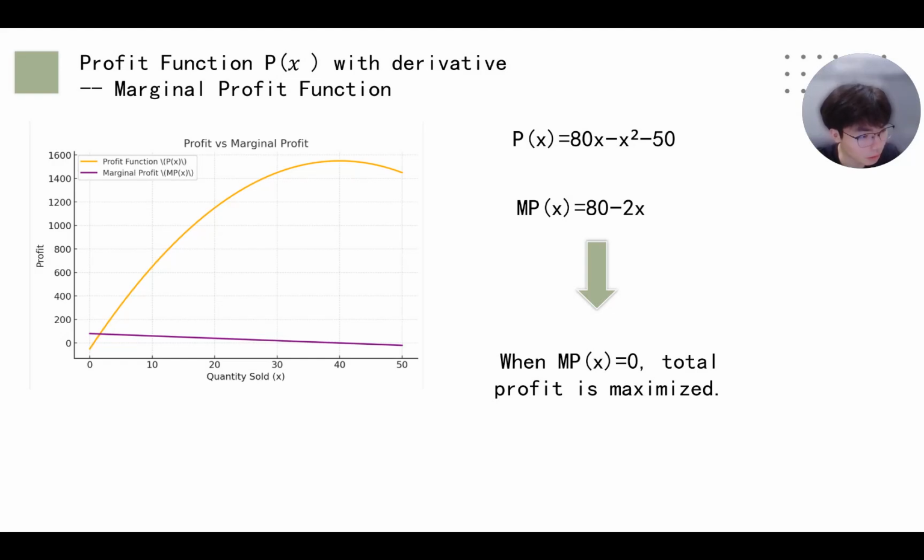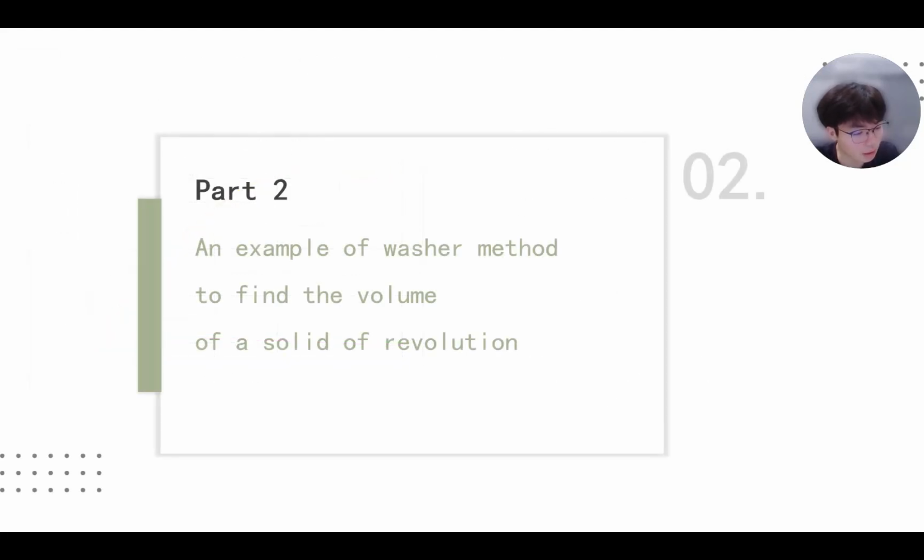If the sales continue beyond 40, MP(x) becomes negative, meaning additional sales reduce overall profit. So business should aim to sell 40 units to maximize the profit. Okay, this is the application of derivative in economics.